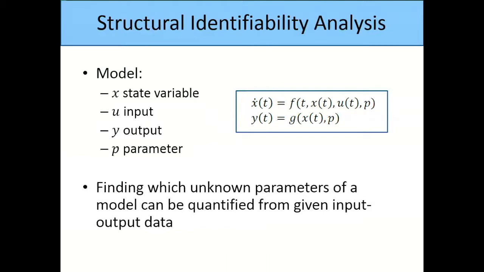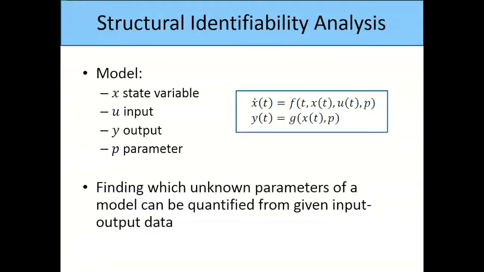Okay, so let's talk about structural identifiability. So we're going to be looking at ODE models. They're often called state space models, and they have the following form. They look like x dot equals some function of possibly t, x, u, and p. And then we have some other additional equations, y equals some function of x and p, where here these functions f and g are rational functions of their arguments.